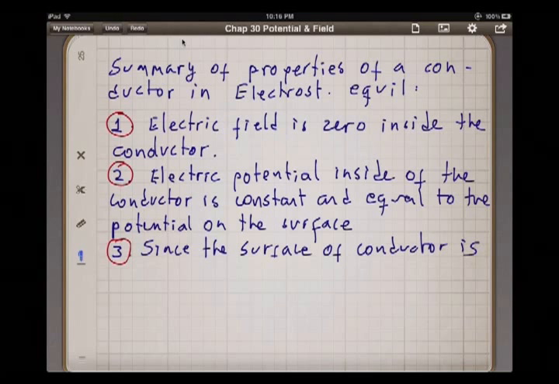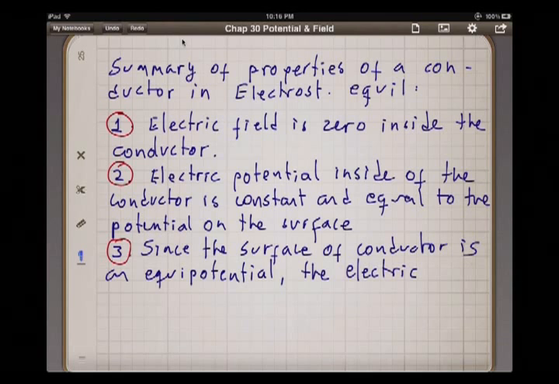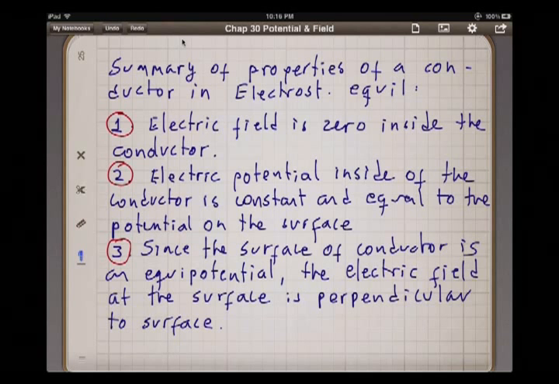The third property is that since the surface of a conductor is an equipotential, it has equal values of the electric potential, that implies that the electric field at the surface of the conductor must be perpendicular to it. We know that it is a general result that an electric field is always perpendicular to the equipotential that passes through the point where the electric field is evaluated. So this implies the perpendicularity between the electric field and the surface of any conductor, charged or not charged.